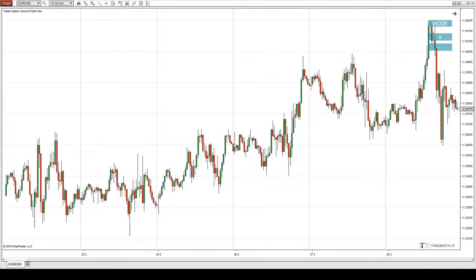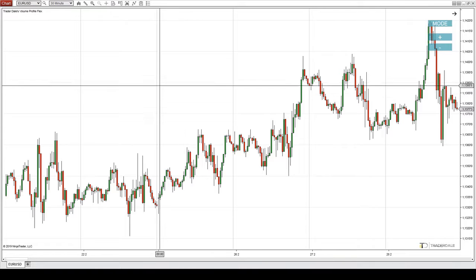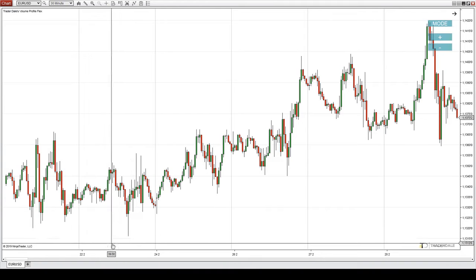So this is the euro-dollar 30-minute chart. Let's make it a bit faster this time, since you already know the setup and how to apply it. So let's start at the beginning of the chart, which I've loaded here.